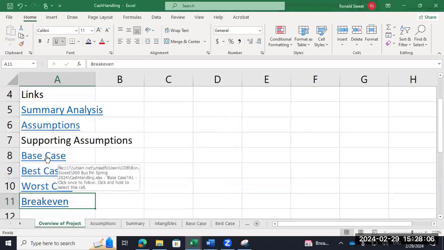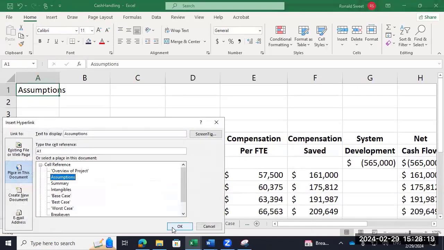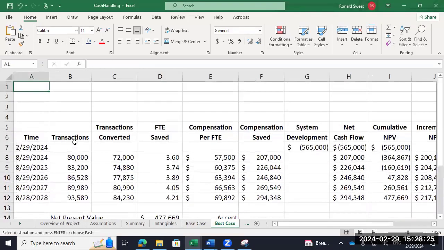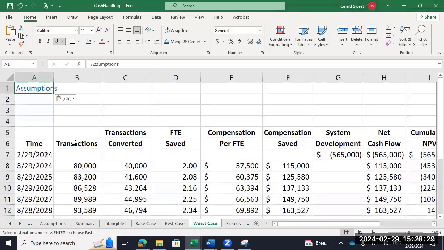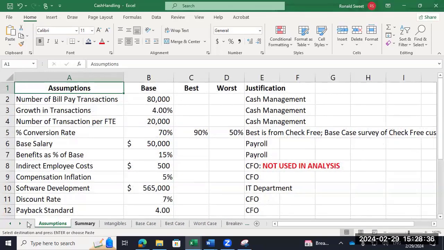And what most people do on the base case is they have a link back to the assumptions page. But you're probably going to be jumping back and forth between that, and then you can just copy that. Because if you copy it over, it keeps the link. So that's kind of nice.